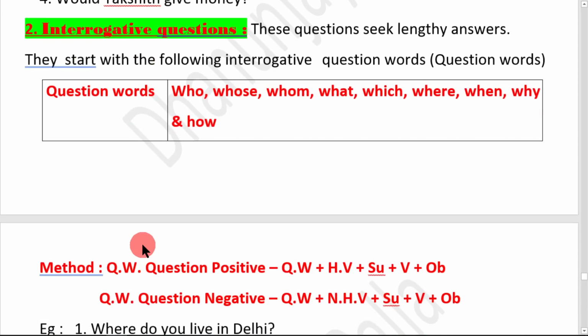Okay, interrogative questions. Interrogative questions generally begin with the question words that we have to know now. These questions seek lengthy answers. They start with the following interrogative question words. Okay, here you observe very carefully. When we ask anybody, other people, they have to give the lengthy answer. But for example, where are you going? I am going to school, okay, to get more knowledge in studies.